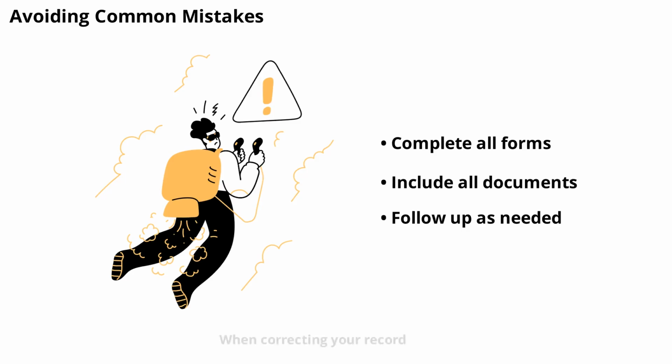When correcting your record, avoid common mistakes like submitting incomplete forms, missing documents, or not following up. Double-check everything before sending it to the SSA. Taking a little extra time now can save you a lot of trouble later.